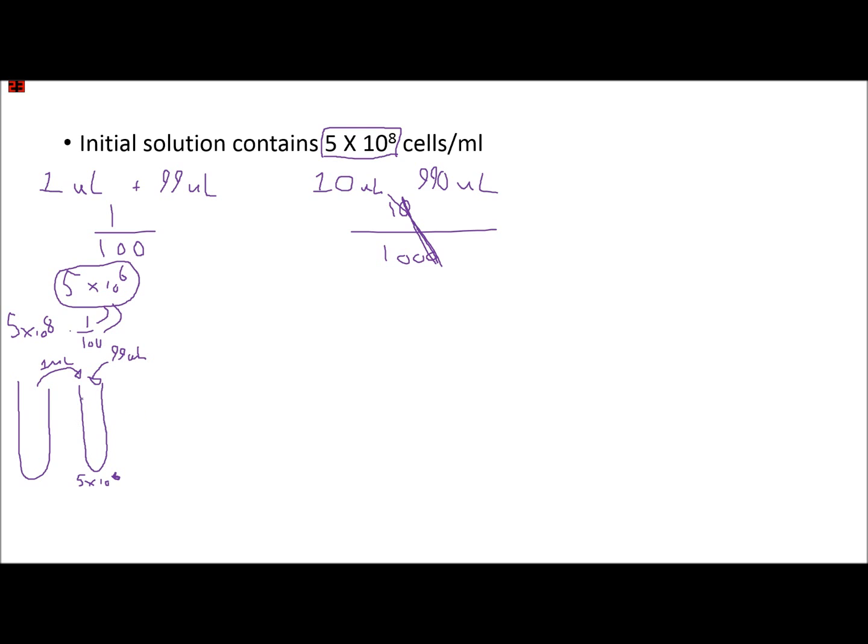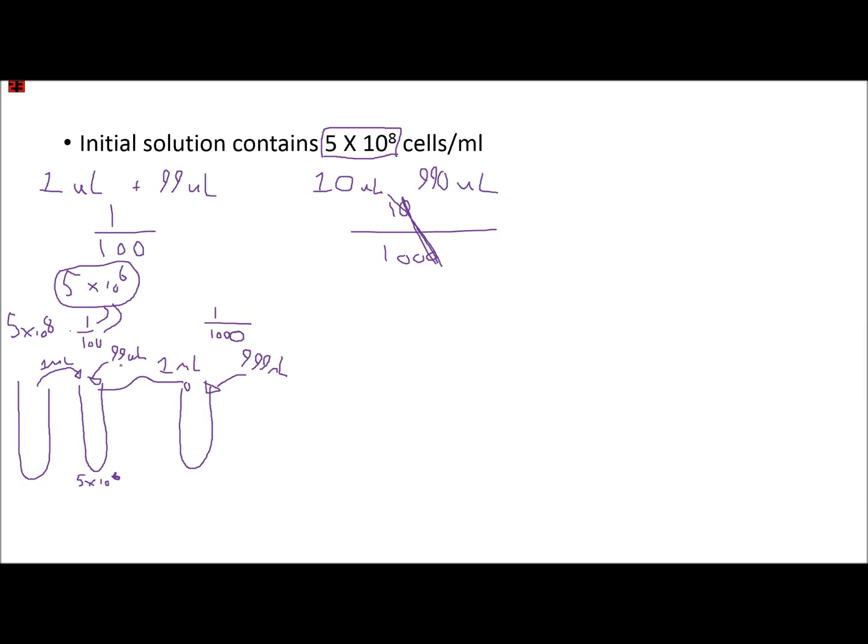Okay, so let's take this a step further. Let's do a 1,000-fold dilution from this point. So we're going to take 1 milliliter of solution from this and add it to a new test tube with how much? 999 milliliters of buffer. I apologize for my rounded arrow here. So anyway, that's going to give us a dilution factor of 1 in 1,000.